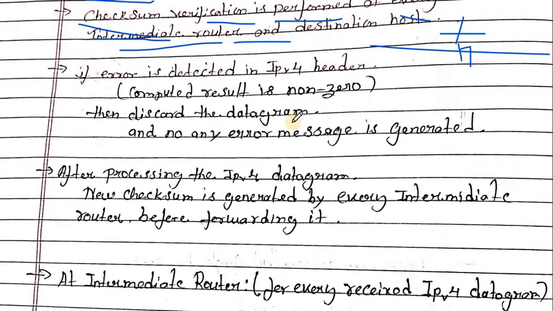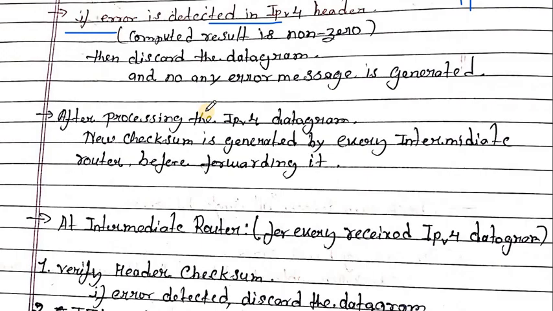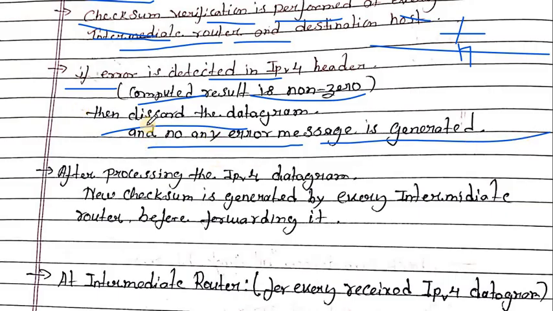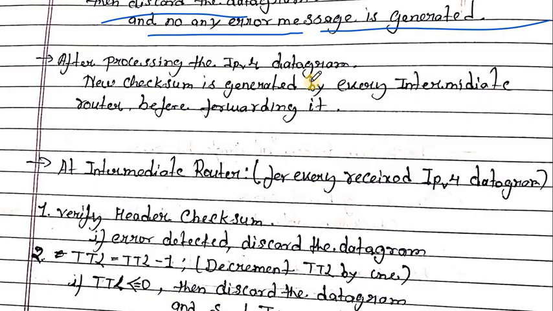If an error is detected in the IPv4 header, meaning the computed result is not 0 at the receiver end, then discard the datagram and no error message is generated. After processing the IPv4 header, a new checksum is generated by every intermediate router before forwarding.